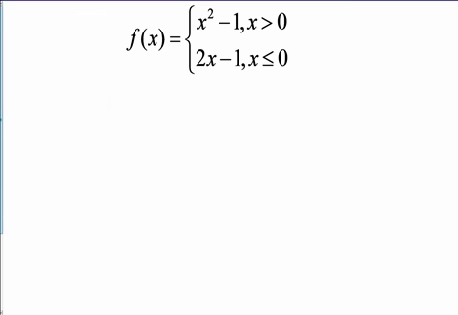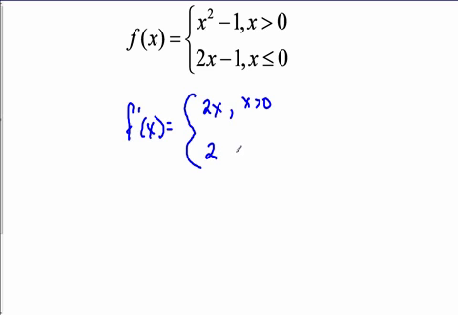Now, this is a multi-rule function. Is there anything different about this other than it being a multi-rule function? No, the rule still applies. Critical points occur where the derivative is either undefined or equal to 0. So what we're going to do here is take the derivative of this guy. And when you take the derivative of a multi-rule function, remember, you just take the derivative of one part at a time. So this would equal 2x, and this would equal 2, for x greater than 0 and x less than 0.